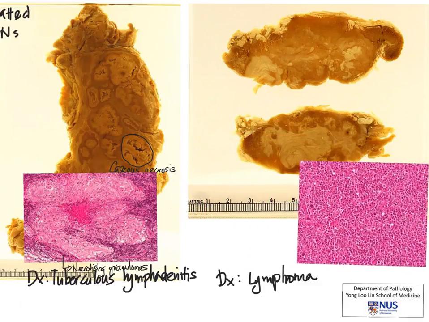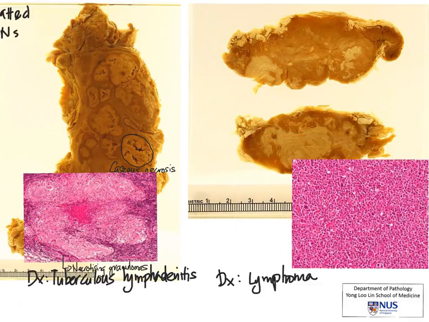So here we have looked at some of the similarities in terms of gross appearance and even clinical similarities between tuberculous lymphadenitis as well as lymphoma. And we learned that in order to make a definite diagnosis, a tissue biopsy as well as microbiologic tests are very important.